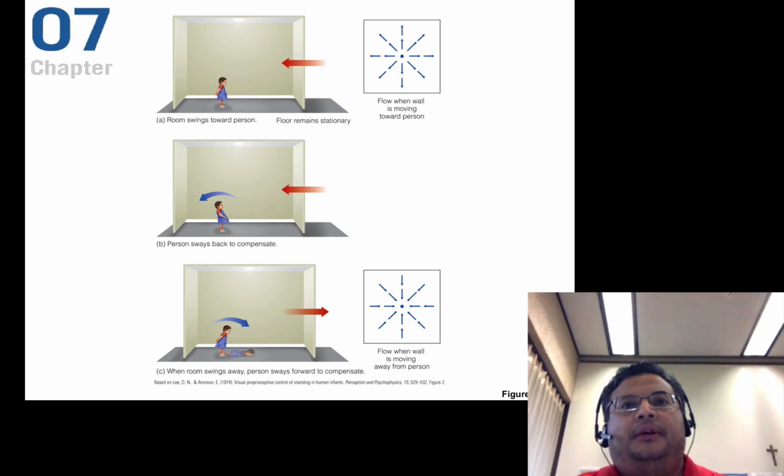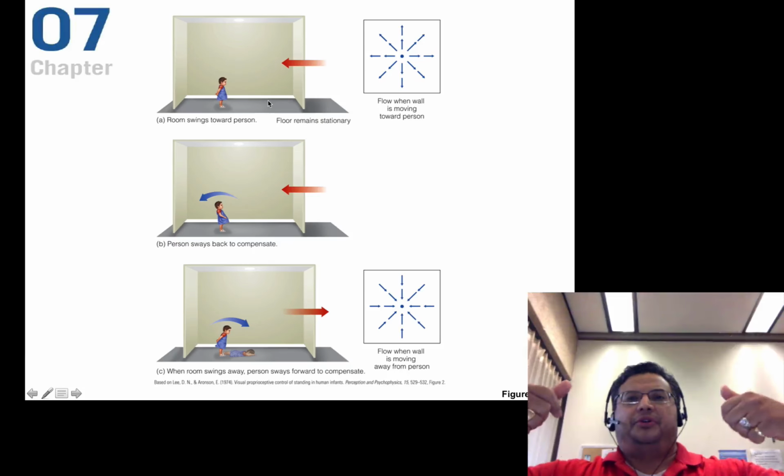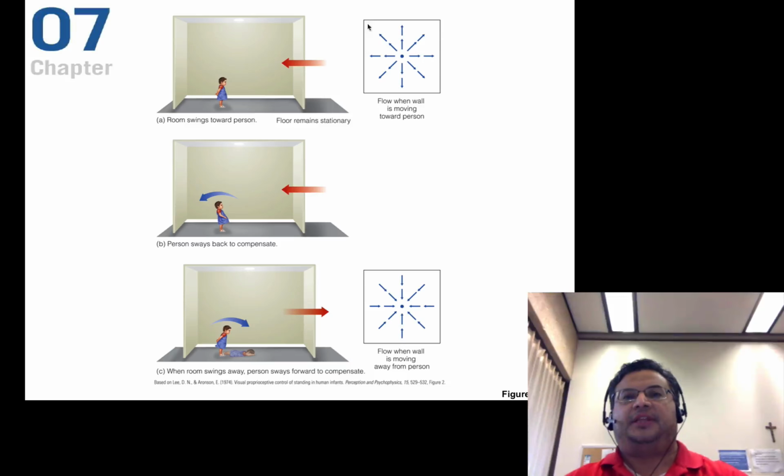Continuing from the last video, this is an example of the swinging room, right? So you see a toddler placed in this room, and notice that the floor, which is the gray patch here, is stationary, but the room itself is actually moving back and forth. And of course, as the wall is approaching you, your flow looks like this.